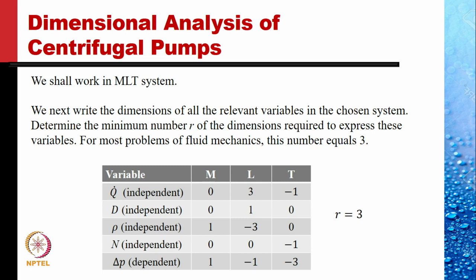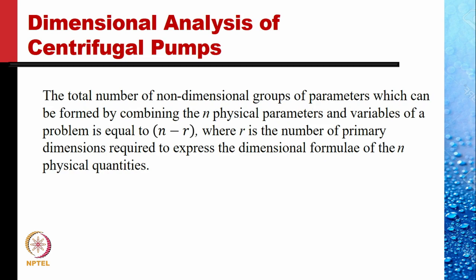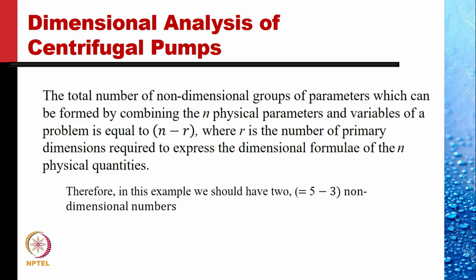So the number of resultant pi numbers would be 2, 1 dependent and 1 independent. The total number of non-dimensional groups of parameters which can be formed by combining the n physical parameters and variables of a problem is equal to n minus r, where r is the number of primary dimensions required to express the dimensional formula of the n physical quantities, the Buckingham pi theorem, which we had stated earlier. Therefore, in this example, we should have 2 non-dimensional pi's, 1 dependent and 1 independent.